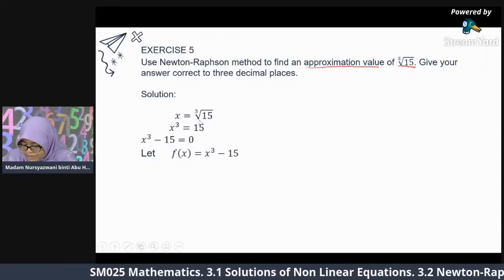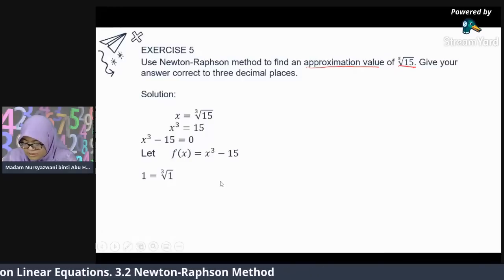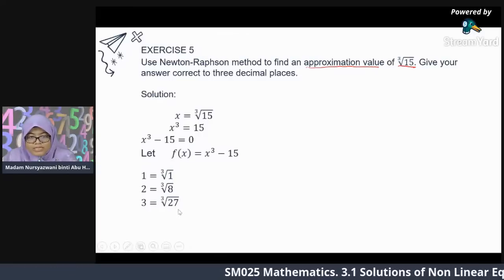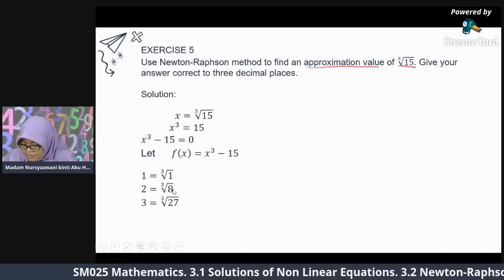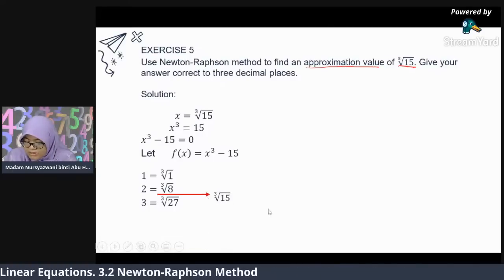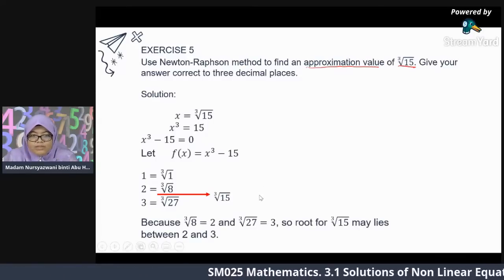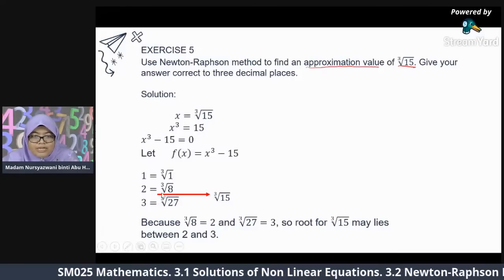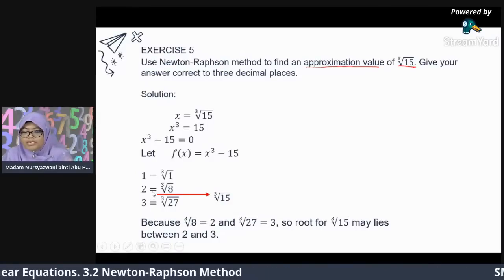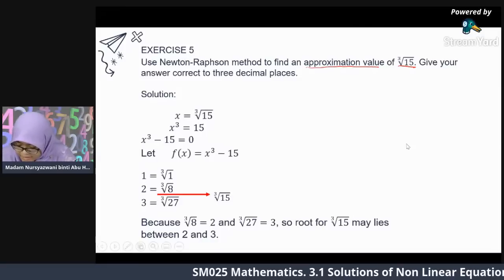So sekarang ni disebabkan dekat sini root kita adalah punca kuasa 3. So kita tahu 1 is equal to cube root 1. 2 is equal to cube root 8. 3 is equal to cube root 27. So cube root 15 is in between cube root 8 and cube root 27. So the cube root 15 may lie between 2 and 3. So maksudnya kemungkinan besar root tu berada di antara nilai 2 dan 3. So kita kenalah uji dulu, betul tak root tu berada pada nilai 2 dan 3. So kita guna algebraic method untuk uji dia.